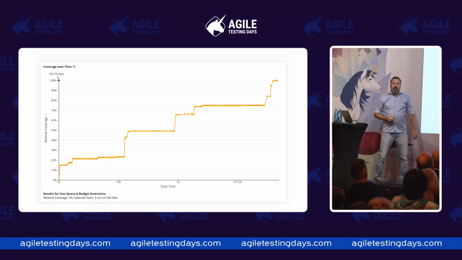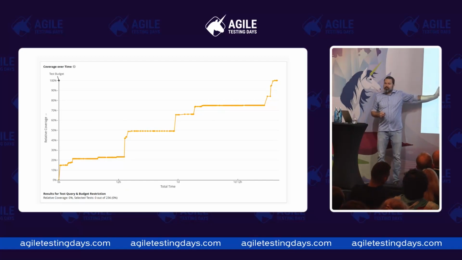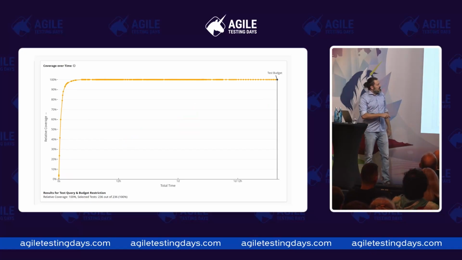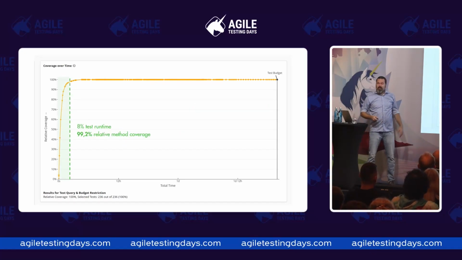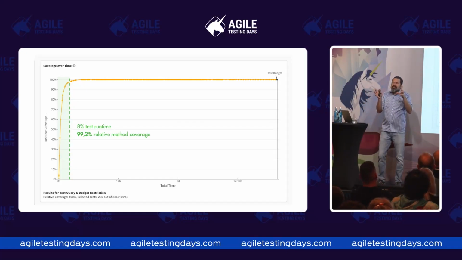And coming back to the real-world example, it turns this chart into this chart. So if we cut off here in 8% of the time, we already produce almost 100% of the coverage. So this approach works well because it removes redundancy from the test cases, from the test suite.